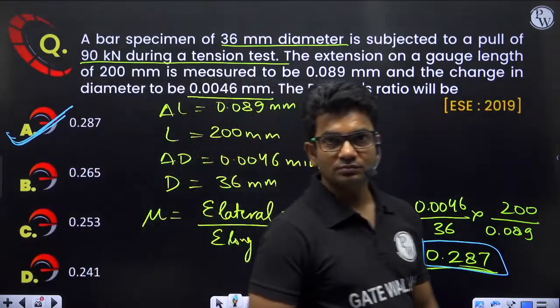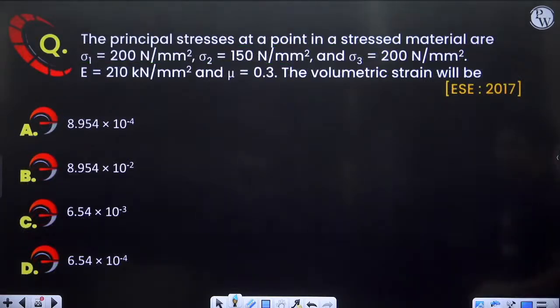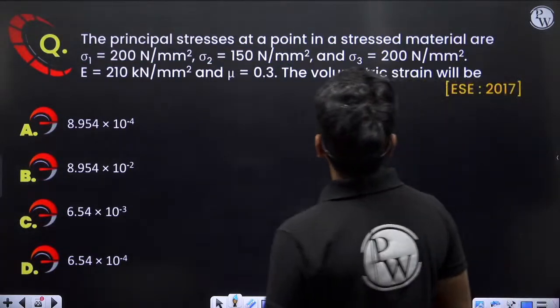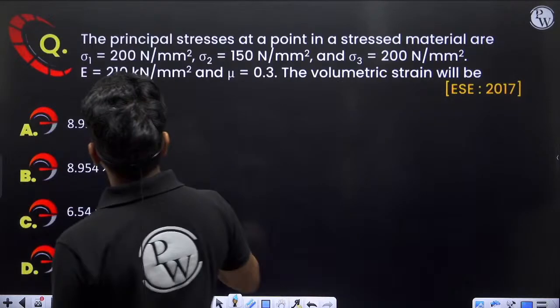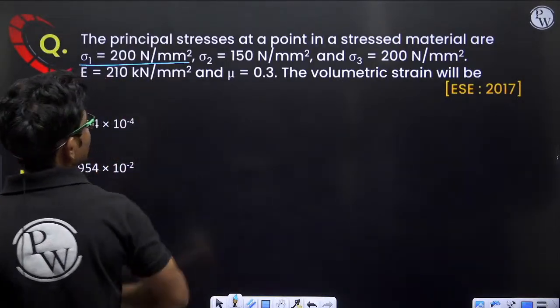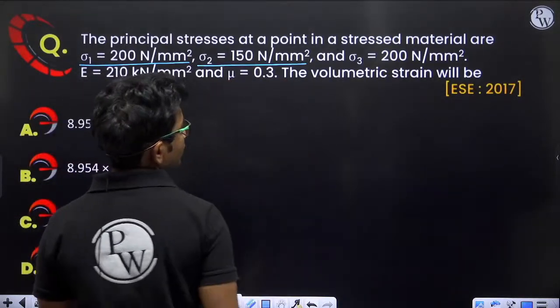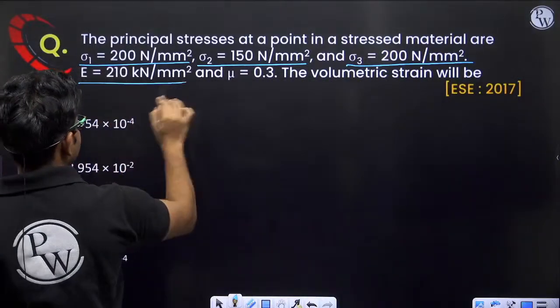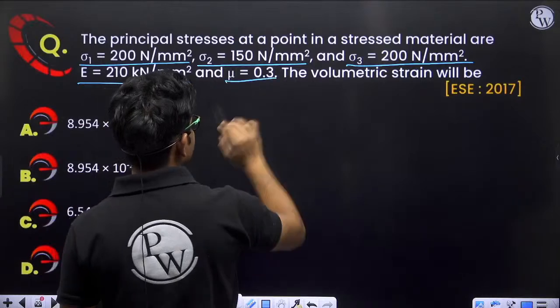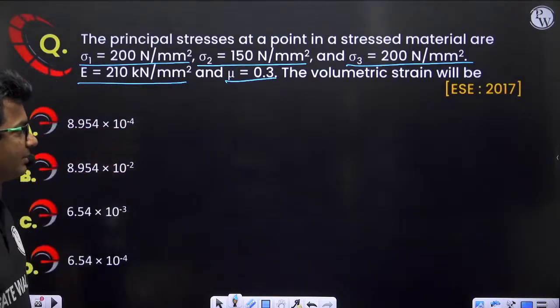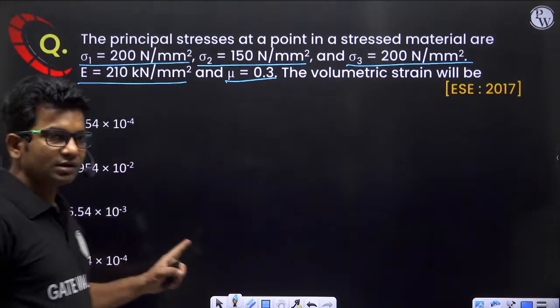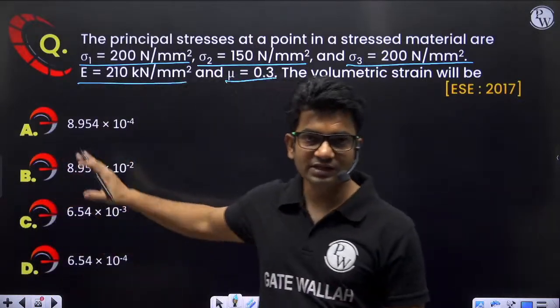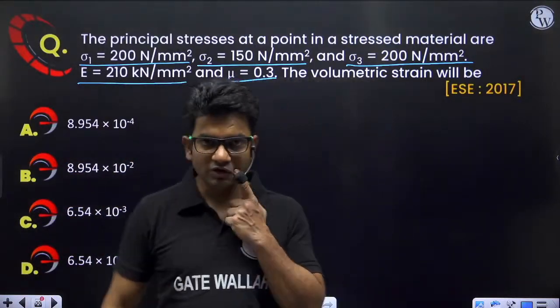Clear? Yes. Next question. Principal stresses at a point in a stressed material are sigma 1 200 Newton per mm square, sigma 2 150 Newton per mm square, sigma 3 200 Newton per mm square. Young's modulus is 210 kilonewton per mm square and Poisson's ratio is 0.3. Volumetric strain will be. I think the answer is wrong. All the options are incorrect for this. Okay, let us check.